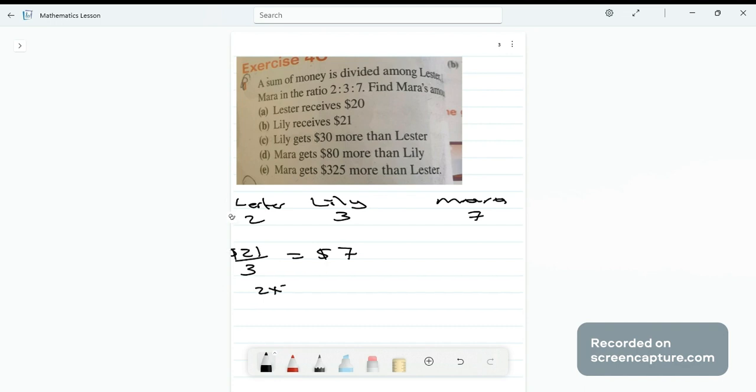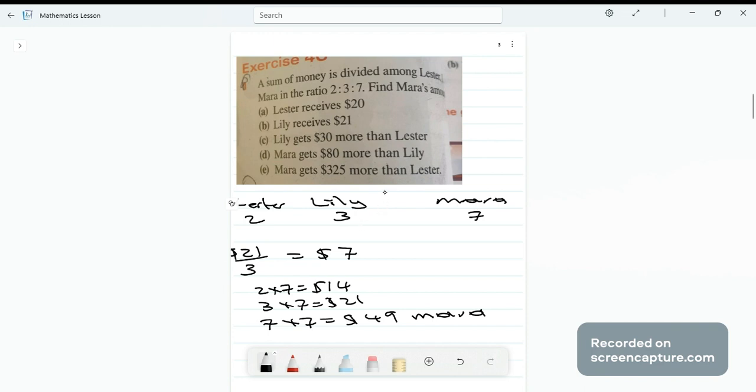2 times 7 gives us $14. 3 times 7 gives us $21. And 7 times 7 is $49, which is Mara's share. So we see how we got 21: the unit share is 7, we multiply by the share amount that Lily got, which is 3, and 3 times 7 gives us $21. And we were able to prove that part of the question.